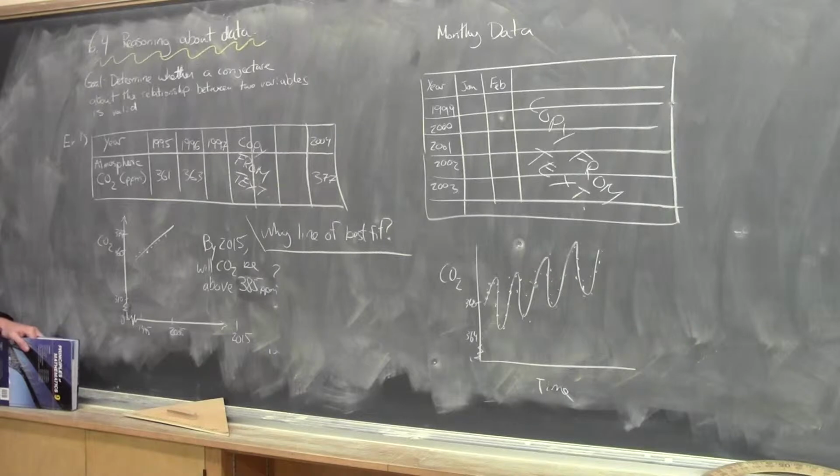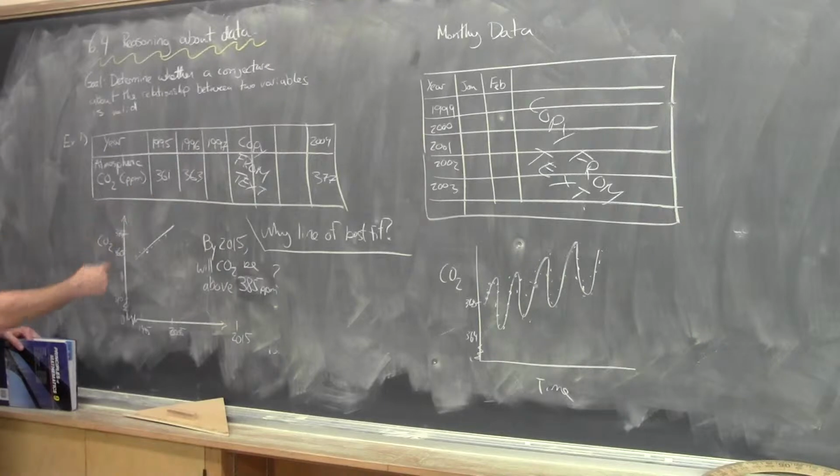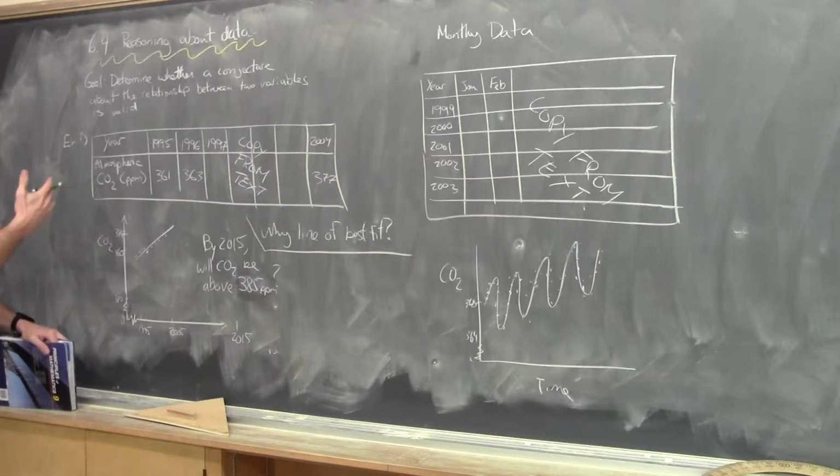So we're reasoning about data. It's very similar to the last two lessons that we've had, where we're given a table of values and then we're asked to graph that table and then make conjectures about that data. And what I mean by conjecture, it's kind of like a hypothesis in science, if you guys are familiar with that terminology. Basically, it's an idea or a proposition that you're giving before really looking into the details of the problem. So it's like a hypothesis. So we're determining whether a conjecture or a hypothesis about the relationship between two variables is valid.